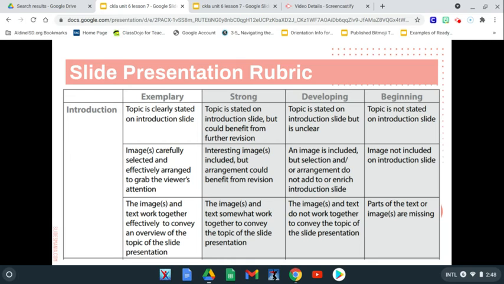Okay, this is our slide presentation rubric that I'm going to look at to grade you. So make sure you look over it so that you know you want to get on the exemplary side, because that's the way you're going to get the highest grade that I know you can deserve.